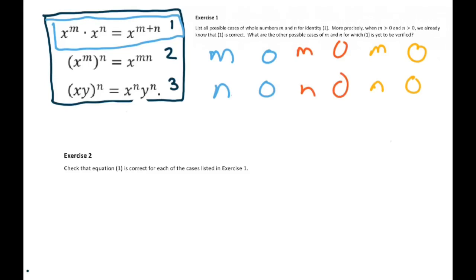Alright, now that you've hopefully shared what you think the answer might be, let's go over what this is. So, we're talking about x to the m times x to the n equals x to the m plus n power.